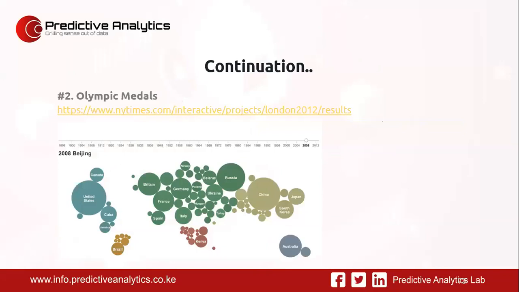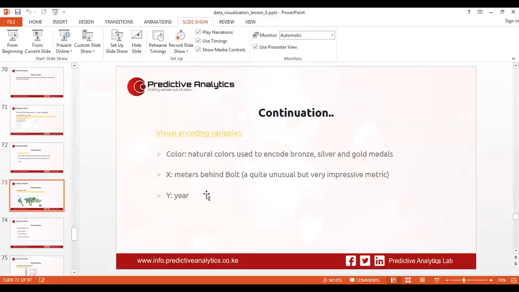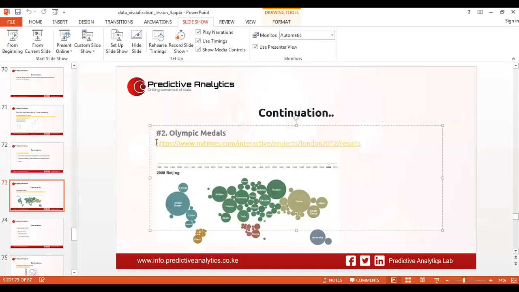Secondly, we have Olympic medals. Again, this is by the New York Times. Let me try to share the link again. For some reason, I have to stop sharing the screen before I share the link, so I'll have to keep going back and forth. So there.